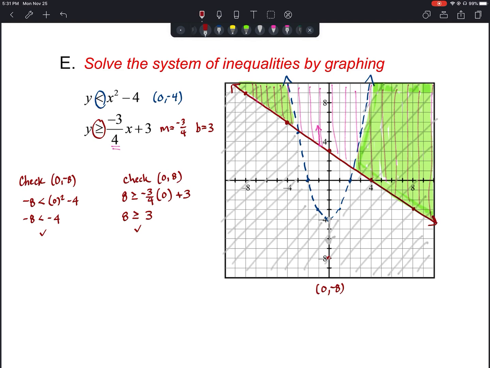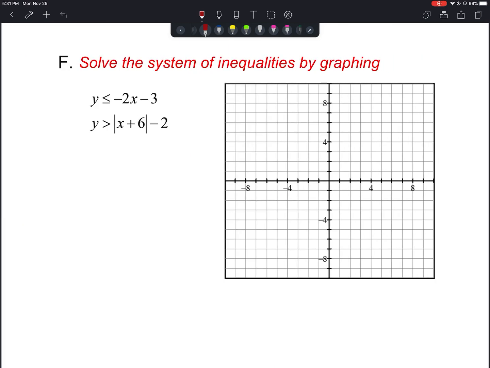So I'm going to hold off on doing that here. I'm going to let you do it if you'd like to, but I want to make sure that I get through these notes as quickly as possible. All right, let's try the last one. Last one we have here is a line and an absolute value inequality.